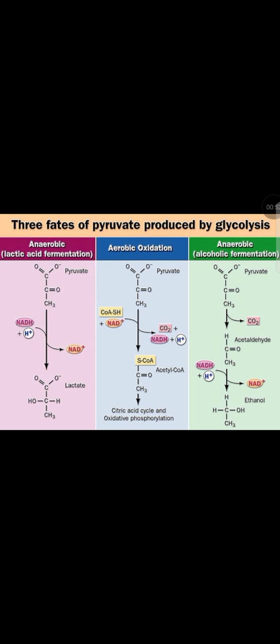So we look at the fate of pyruvate, right? We talk about three fates of pyruvate. One, when there is an aerobic environment, where oxygen is present in the body. Then when oxygen is insufficient, let's say someone is exercising, then they are running low on oxygen. In that case, the body starts generating lactate, lactic acid.